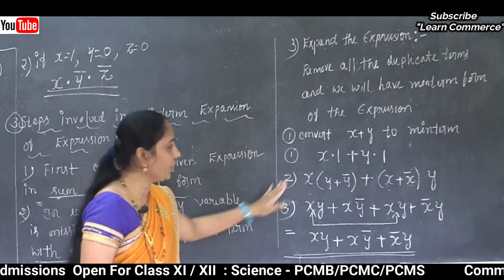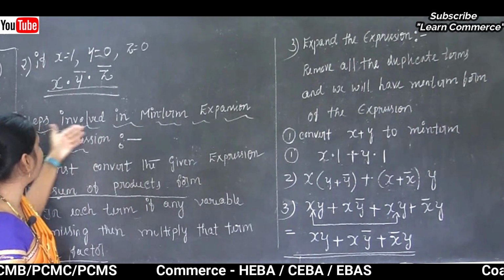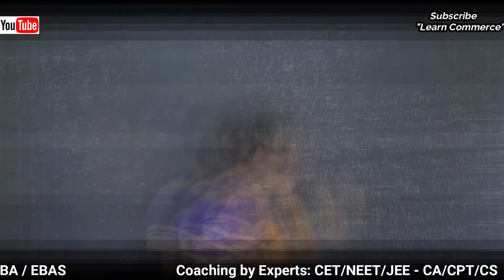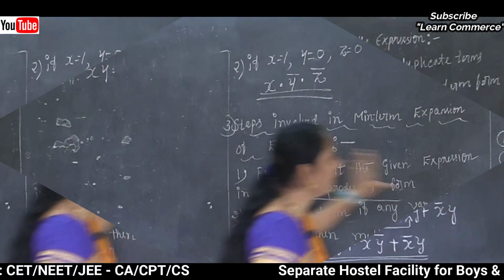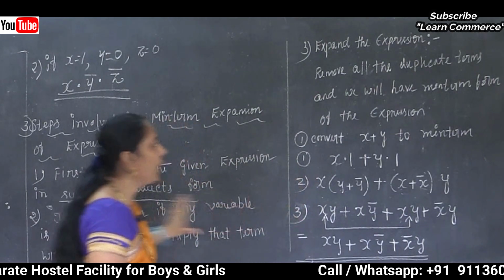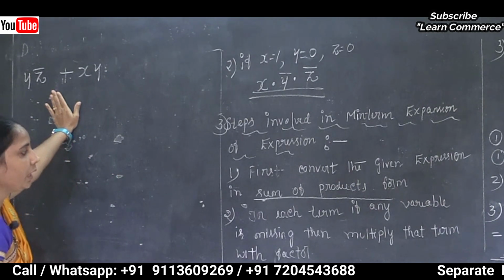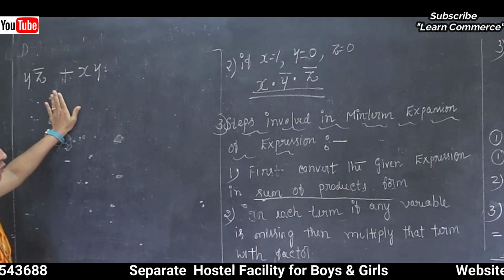So we are going to solve everything using the steps involved in the minterm expansion of the expression. After completing the steps involved in minterm expansion of the expression, we know how we converted x plus y to the minterm. Now let's take the second example for the steps involved in minterm expansion of the expression.